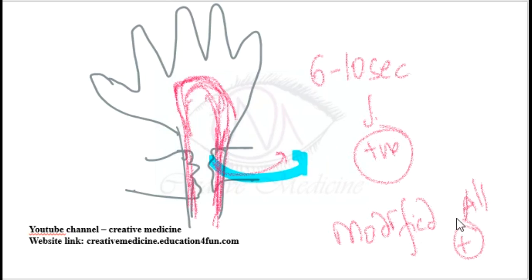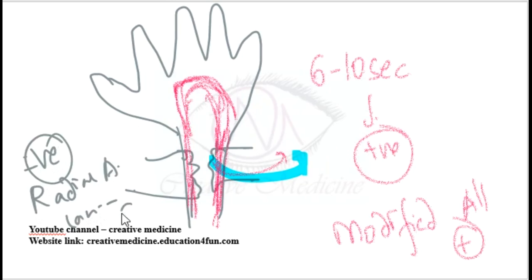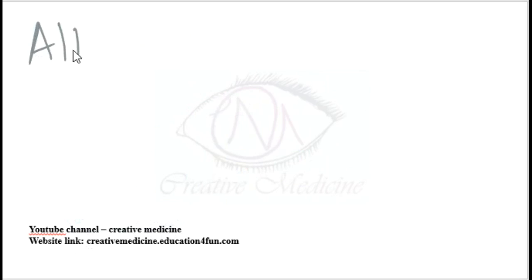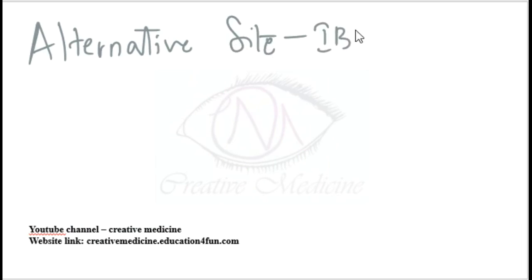If modified Allen's test is negative, then radial artery cannulation is contraindicated. If radial artery cannulation is contraindicated, an alternative site for continuous or invasive blood pressure monitoring is the ulnar artery. For the ulnar artery, we should do the reverse Allen test.